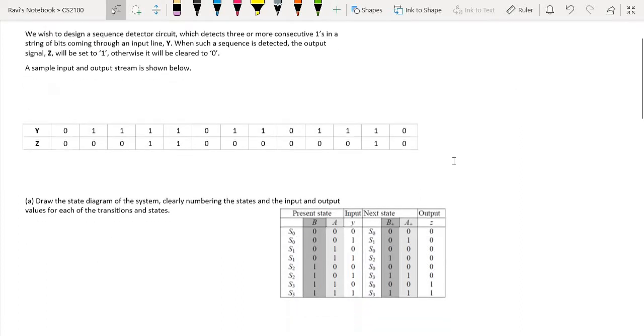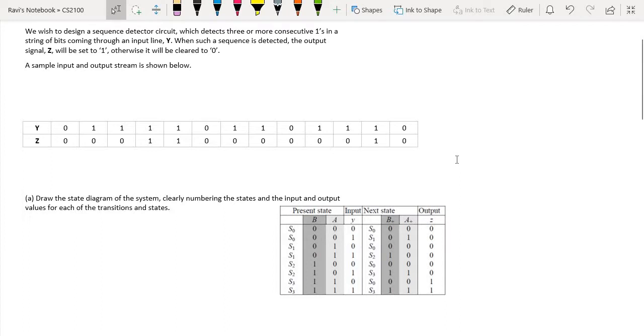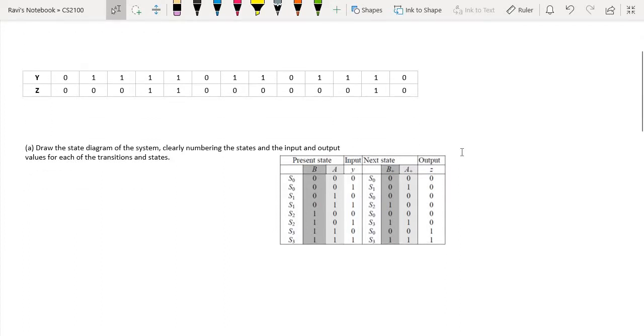So let me just go through the question and how we arrive at the answer that I gave you. Basically, in this question we're trying to detect a sequence of ones. If you see here, y is the input, z is the output. When I detect three ones, the output is a 1 here. Over here this is also valid because I still have three consecutive ones, so the output is still a 1. The moment I hit a 0, I get an output of 0.